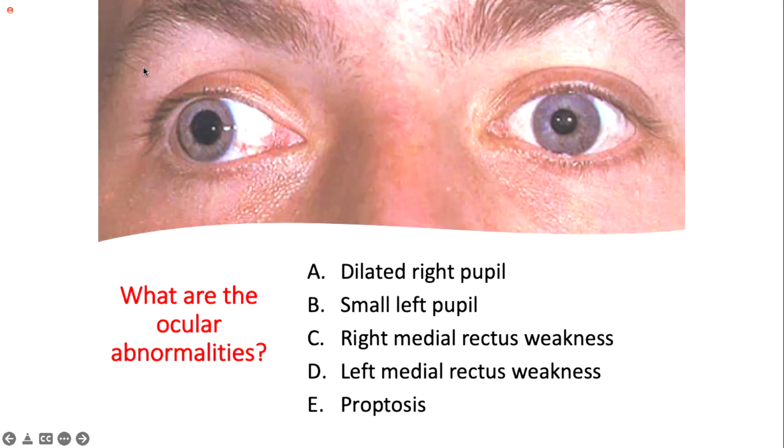So the answers are: 91% dilated right pupil, 16% small left pupil, right medial rectus weakness, again the majority, left medial rectus weakness, proptosis.